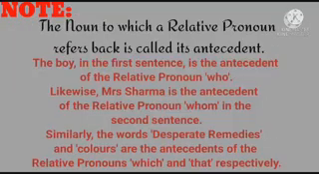We have to make a note here that the noun to which a relative pronoun refers back is called its antecedent. Let's understand what antecedent is. For example, in the first sentence, the boy is the antecedent of the relative pronoun who, because it correlates between the boy and the work done by him. Likewise, Mrs. Sharma is the antecedent of the relative pronoun whom in the second sentence. Similarly, the words Desperate Remedies and colors are the antecedents of the relative pronouns which and that respectively.